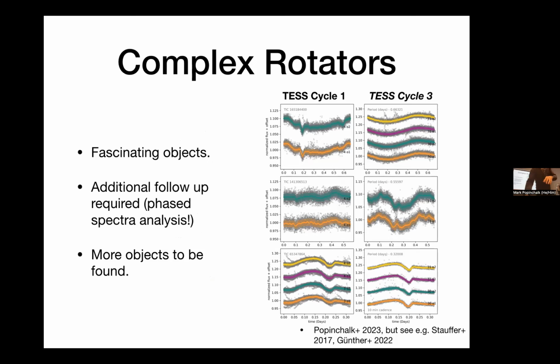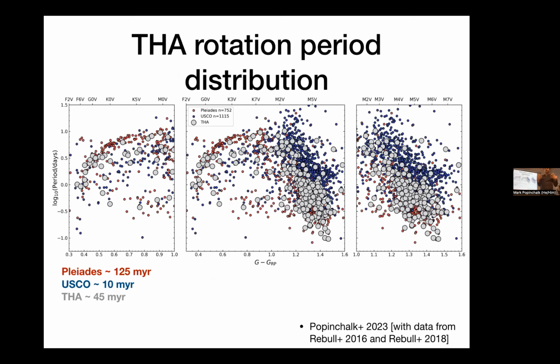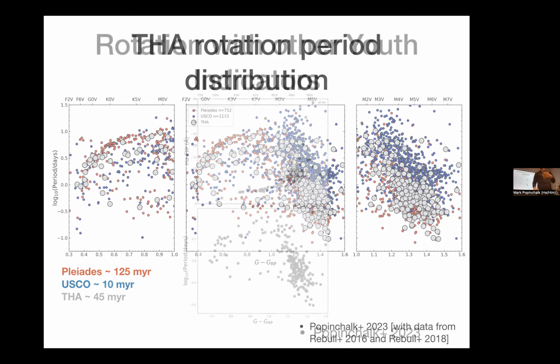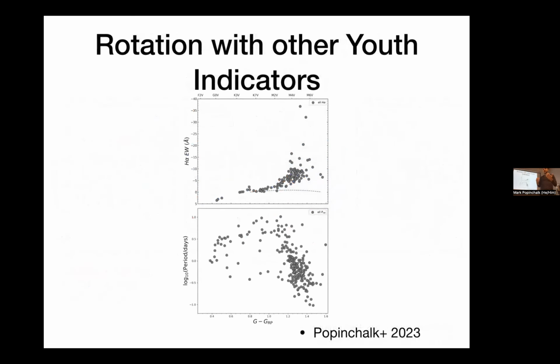But going back to this larger distribution of rotation periods in Tucana, I want to make the point that although there are interesting features within these distributions, I think the more interesting thing is how easy it is to get this rotation period for these stars. TESS, all TESS data is public and easily available.